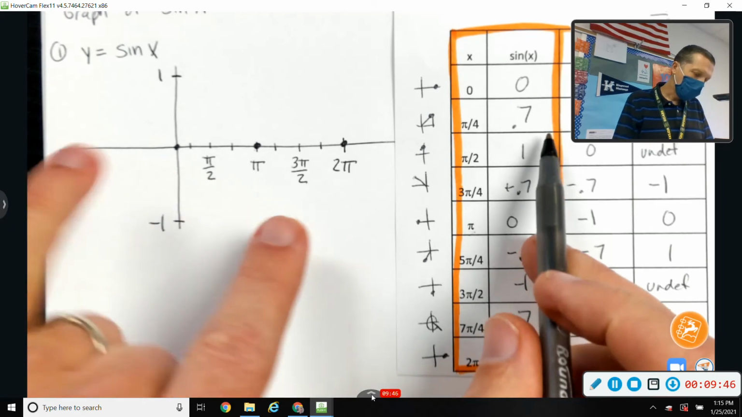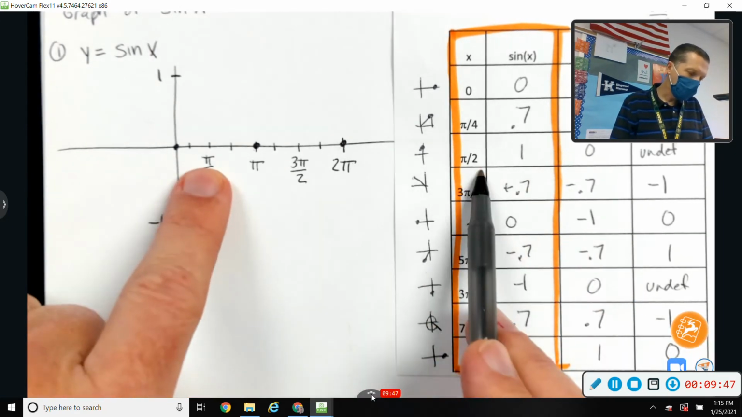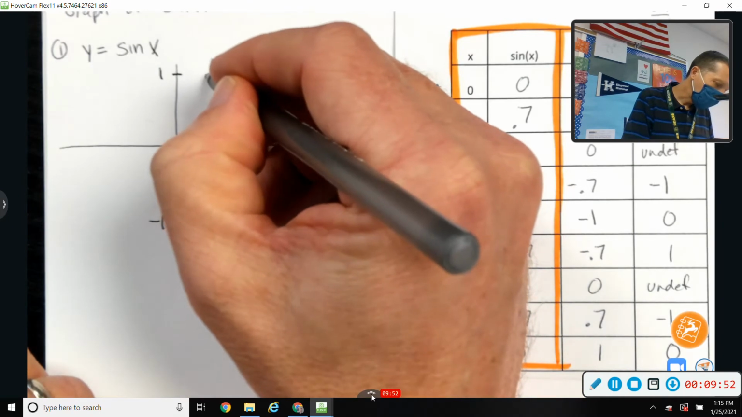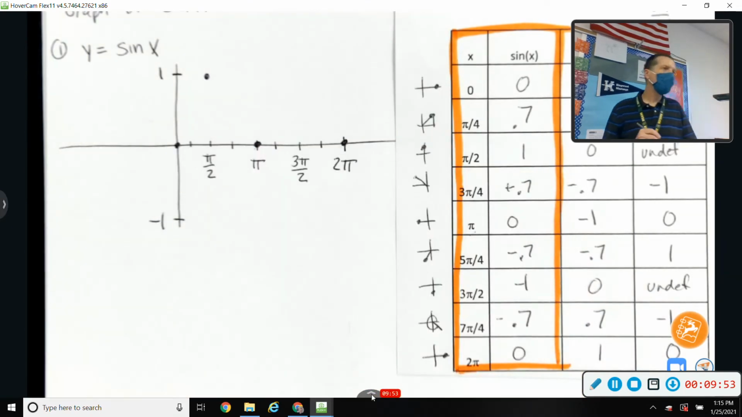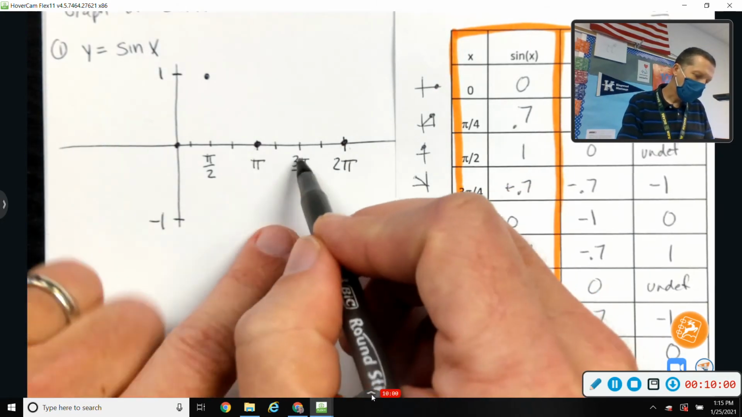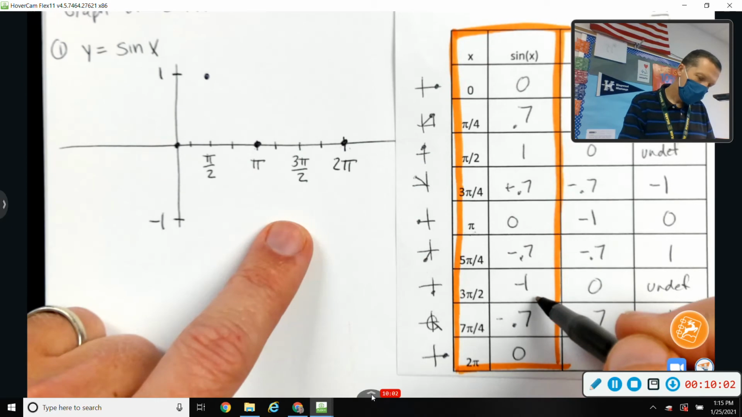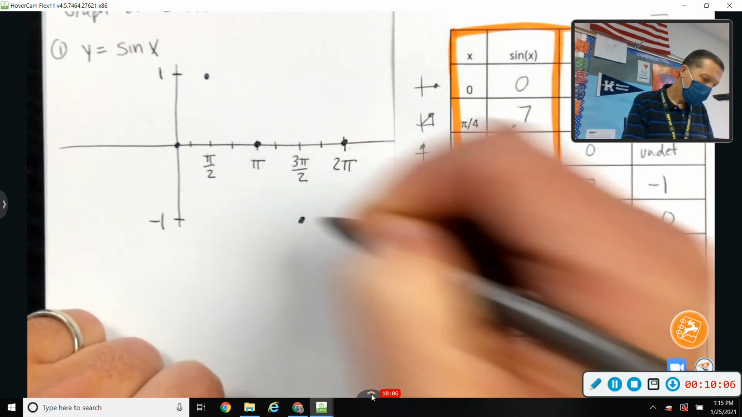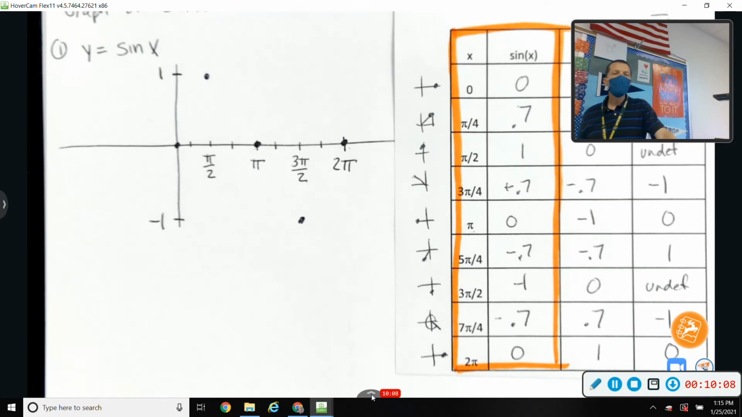Halfway in between 0 and pi is pi over 2. That's where we reach our max at 1. Halfway between pi and 2 pi is 3 pi over 2. That's where we get to -1. All the others are 0.7s. It's just a matter of whether they're positive or negative.